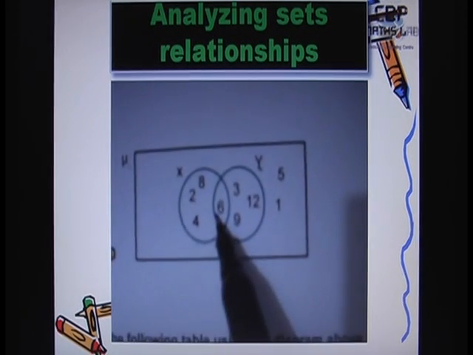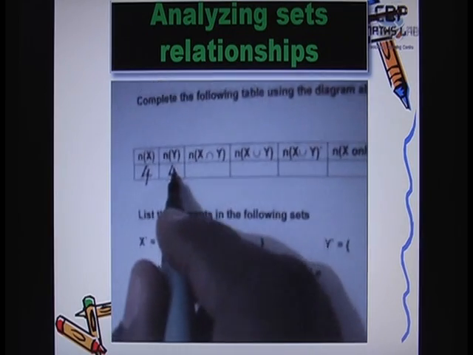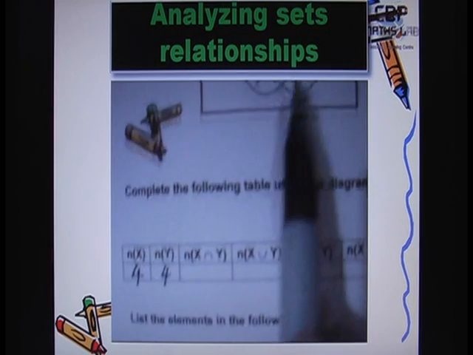3, 12, 9, and 6. So that is what? 1, 2, 3, 4. You see that? Very good. So you could say that they are equivalent as well. They only have one common element.